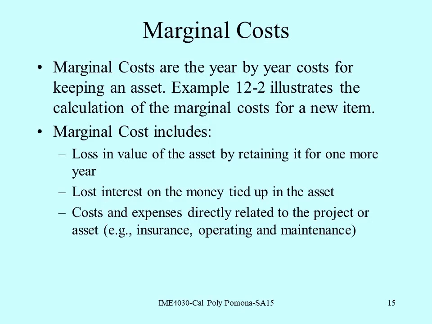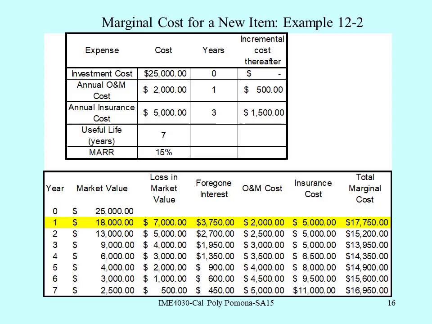The marginal cost includes the loss in value of the asset by retaining it for 1 more year, any lost interest in the money that was tied up in the asset, and then costs and expenses directly related to the project or asset during that year, such as insurance or operating and maintenance cost. Let's go to slide number 16 and look at some numbers. Here we have a piece of equipment that initially cost $25,000, and then its market value goes down each year as it gets older. There's some overhead and maintenance costs given, an annual insurance cost given, and useful life and MARR.